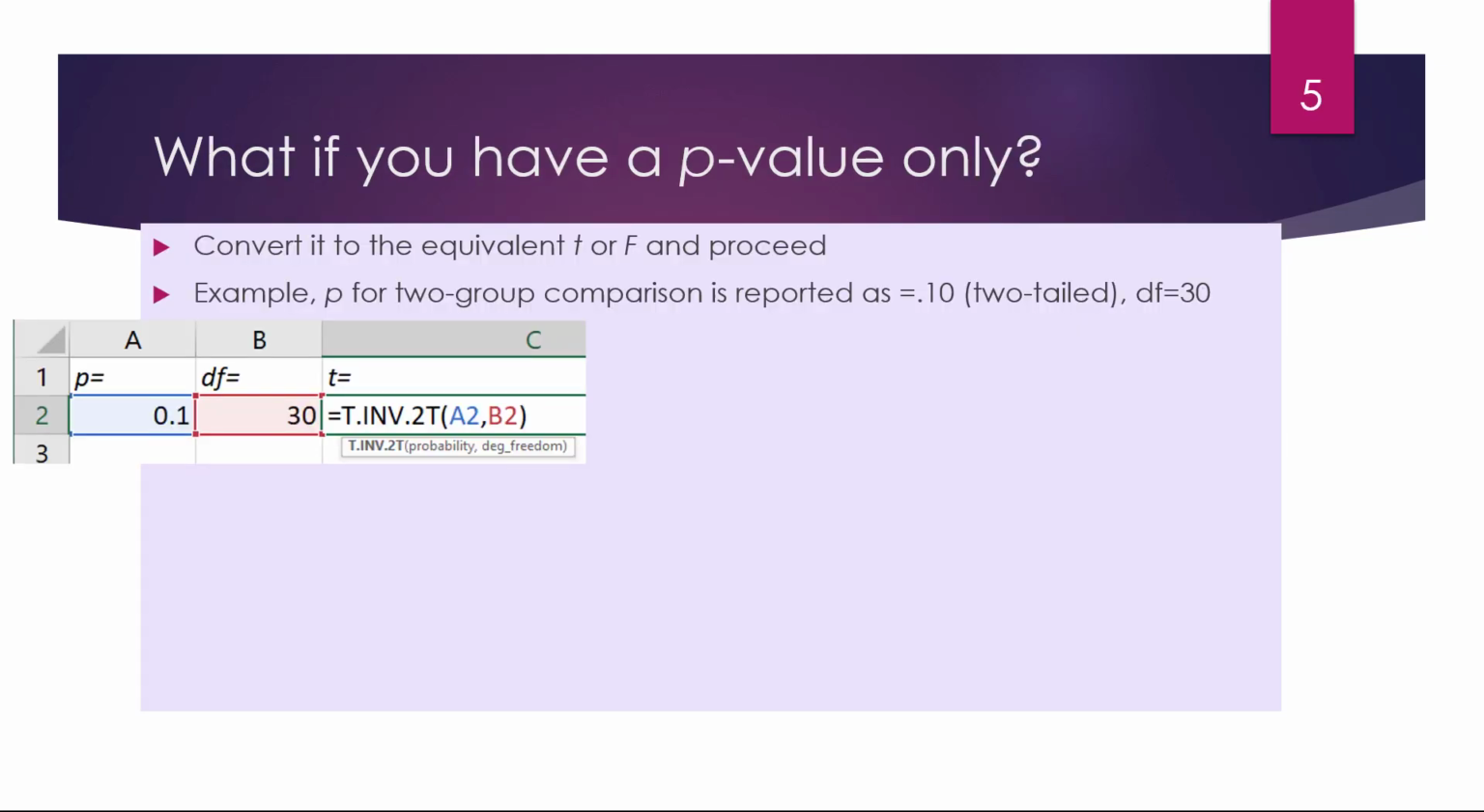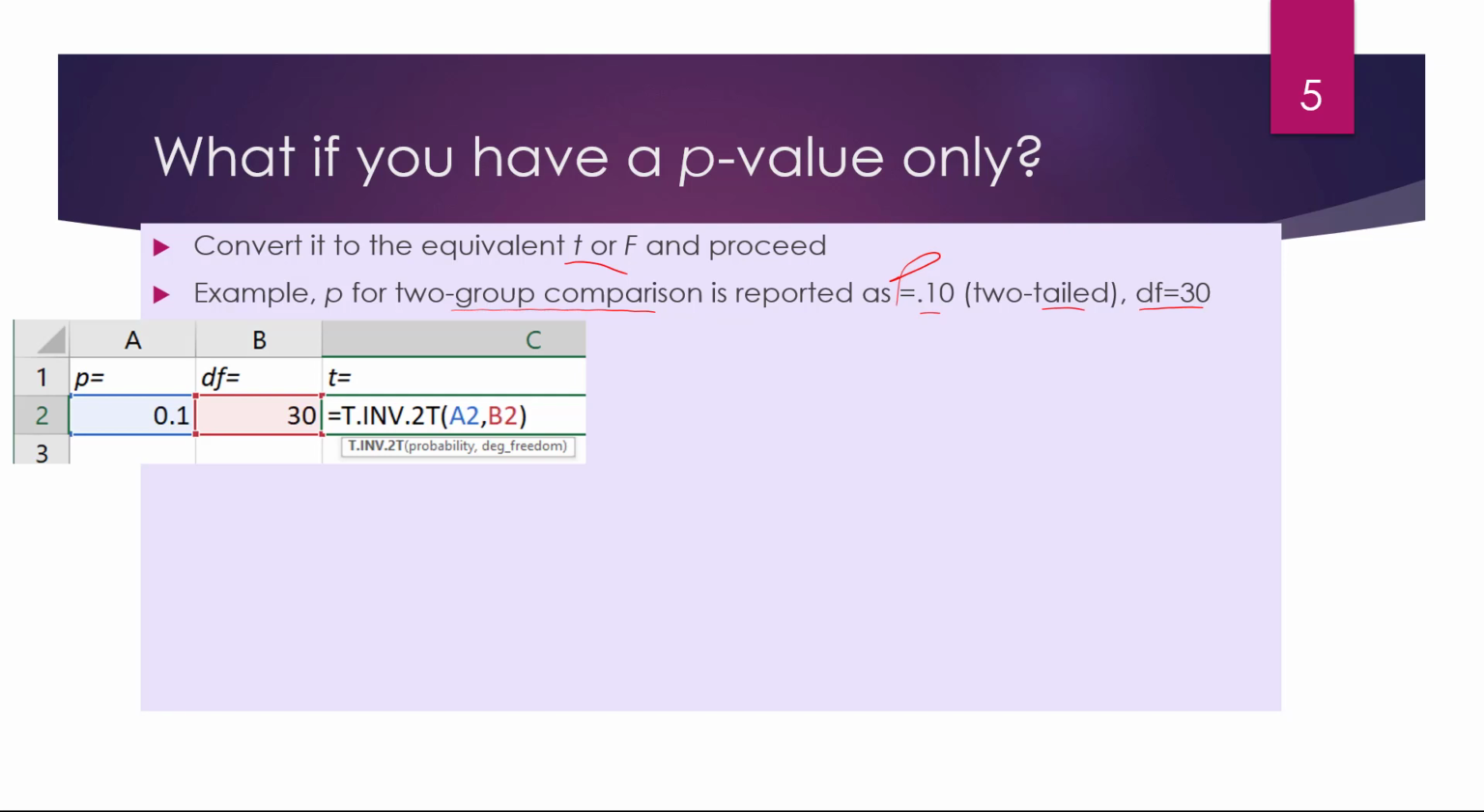So here's how you would do it in Excel. What if you only have a p-value? You convert it to the equivalent t or F and proceed. So if you have a p for two group comparison that's reported as 0.1 p-value, and let's assume that's two-tailed. If it's one-tailed, you'd multiply it times 2. And in this example, let's assume it's got 30 degrees of freedom, so n equals 32 in this case.